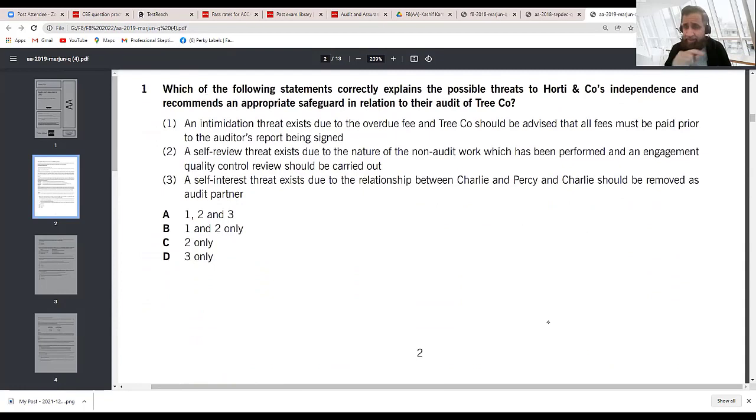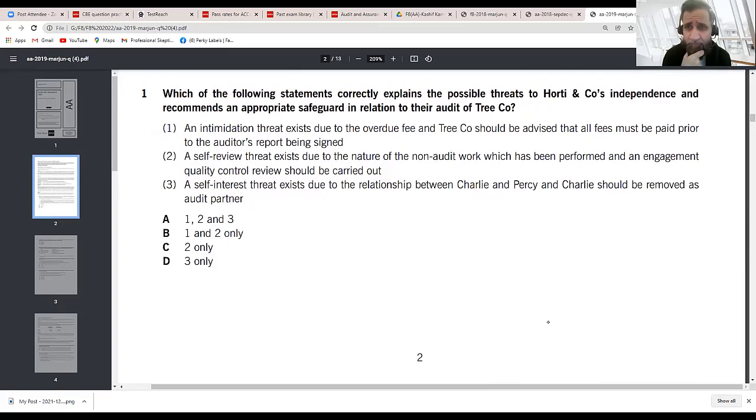You look at the first question and you look at the first question asking you, which of the following statement correctly explain the possible threats to Hoti and company's independence and recommend an appropriate safeguard in relation to their audit of tree company? The option one, the option two, the option three. You have to choose the best answer. Is A the best answer? Is B the best answer? Is C the best answer? And is D the best answer?